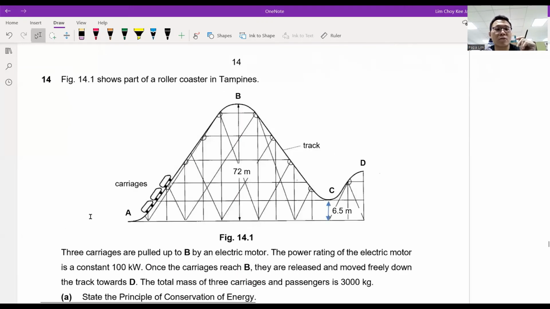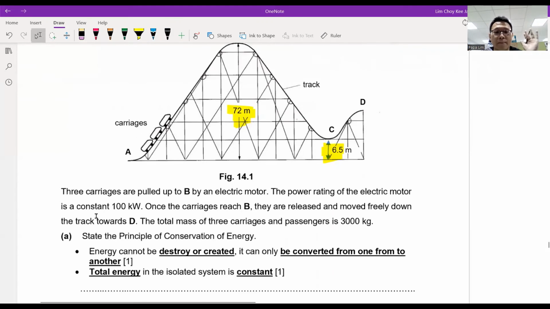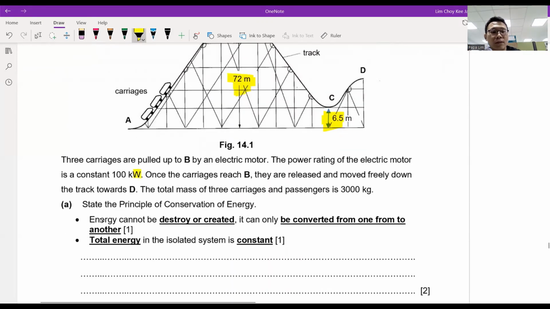The same thing for this question 14. You have a roller coaster question. One of the things that I always highlight to students for roller coaster questions is to be careful of the height, because the height has some hidden meaning behind it, meaning there is certain energy available at that particular height. You will be given a motor with a power rating of 100 kilowatt. Take note, kilo means 1,000, so it will be 100,000 watts. Take note of the prefixes.